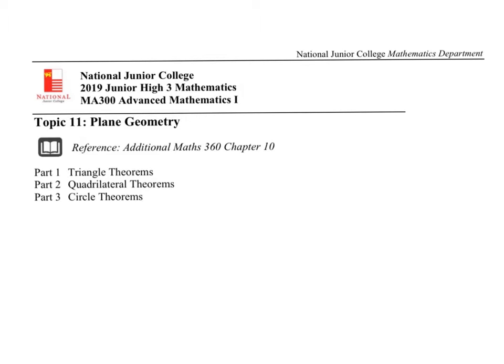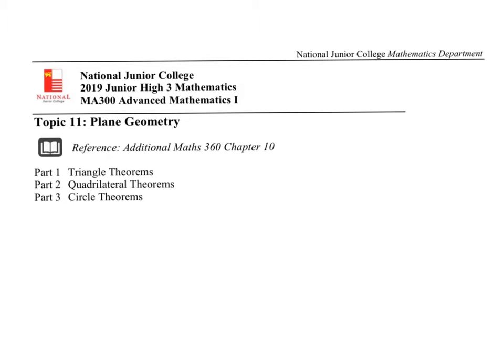Okay, so hello everyone. This is the chapter on plane geometry, topic 11. We are looking at part 1, which is triangle theorems. The point of this lesson is that there's nothing really new that you are looking at. It's basically a combination of what you have learned before, including proof of congruent and similar triangles, as well as the relationship between parallel lines. You will be encountering something new in this lesson, which is called the midpoint theorem.